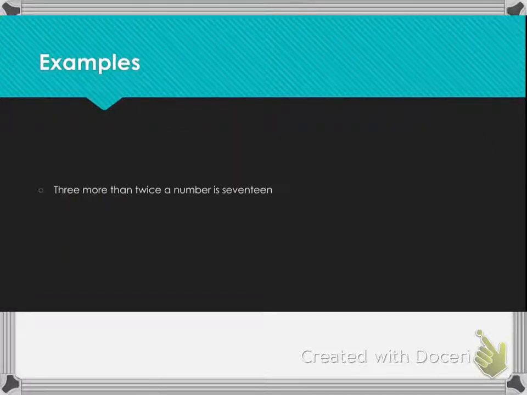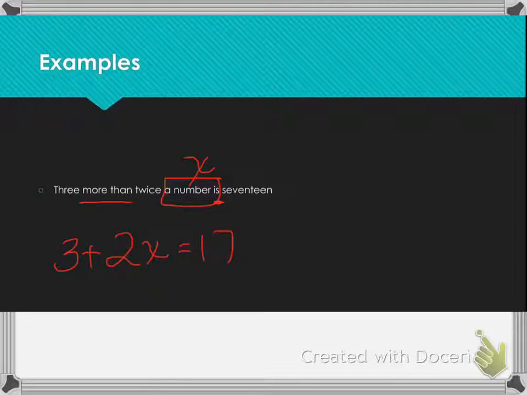So let's look here at this situation. We're going to look at how to write this as an equation. 3 more than, so we know that we're starting with a 3, more than, so we're adding, twice a number, 2 times, here where it says a number, we don't know what that is, that's our x, is 17. So 3 more than twice a number is 17, so 3 plus 2x equals 17.